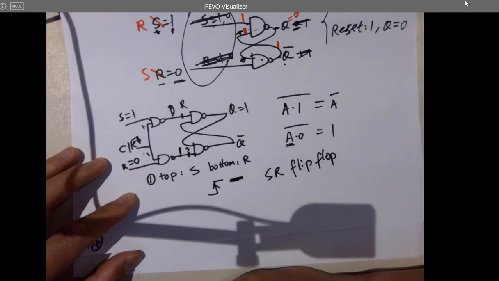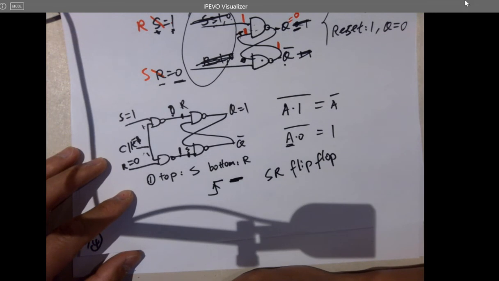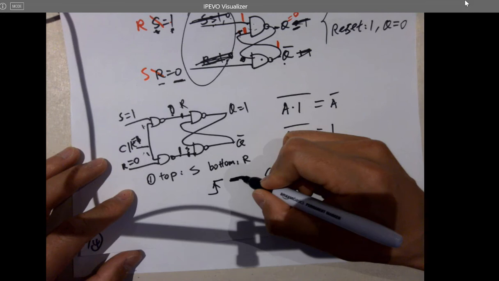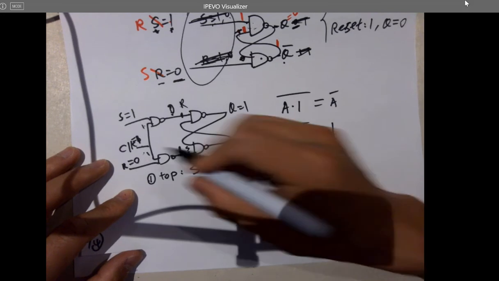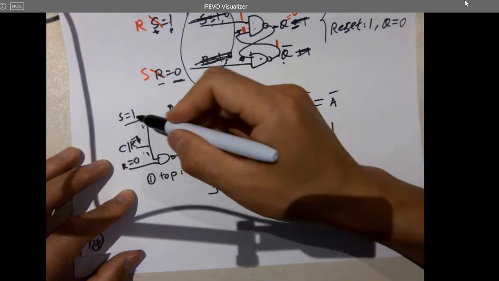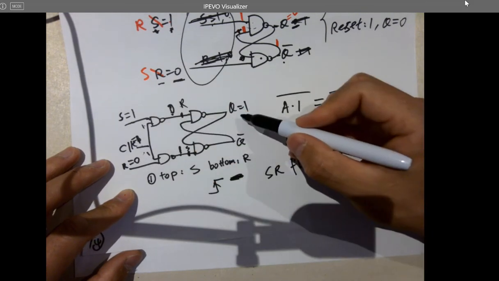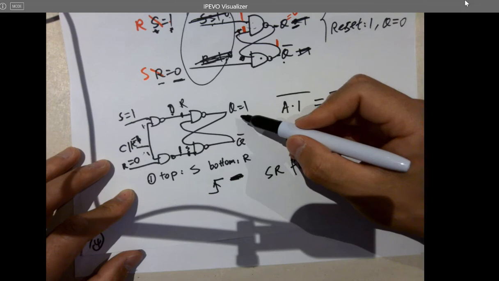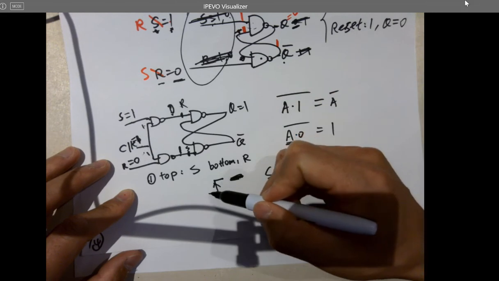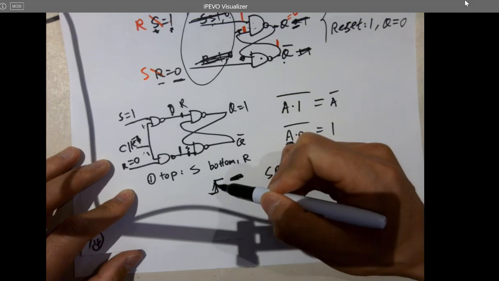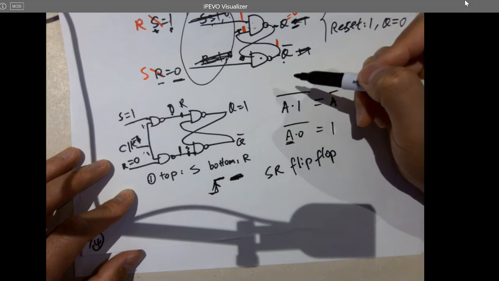Why is it level triggered? Level trigger means whenever clock is on, all the data will be transferred to Q. So it's not being blocked or controlled by anything else. Edge trigger means it only samples the data at the edge. Then it's going to memorize.